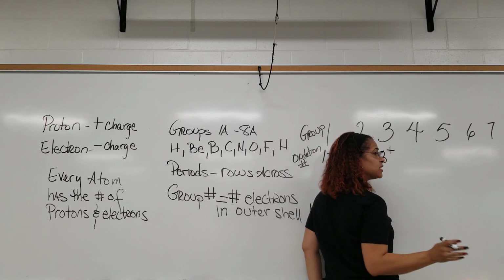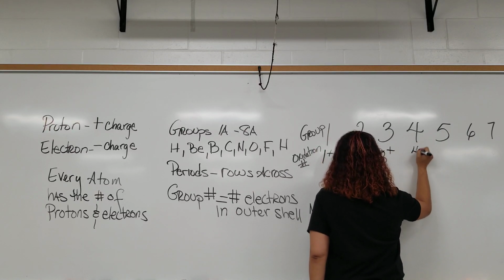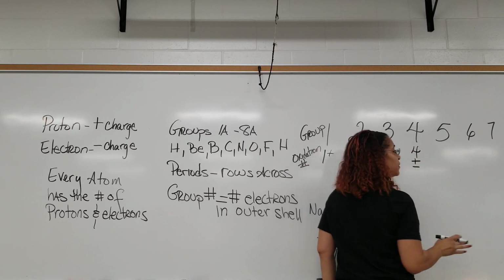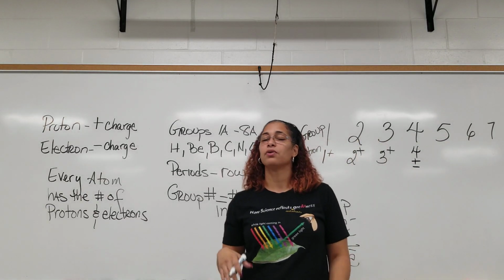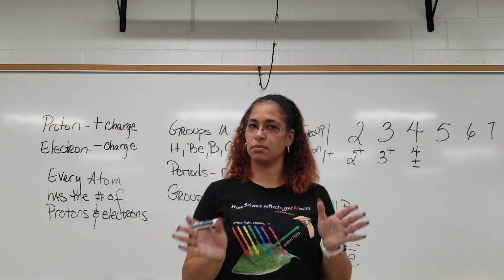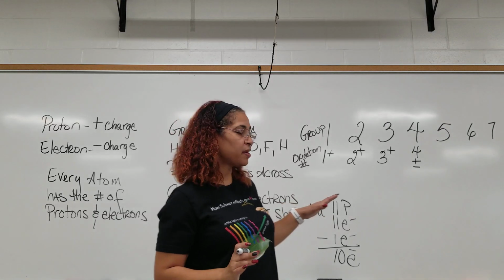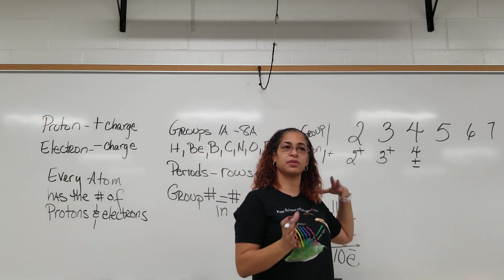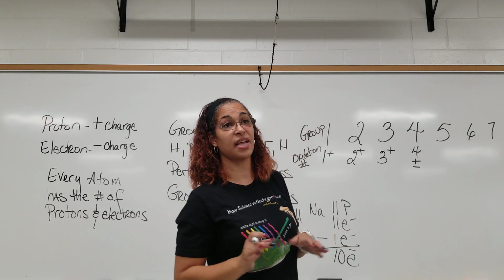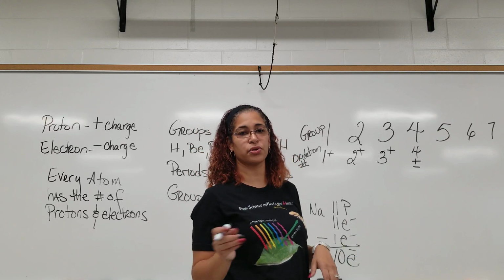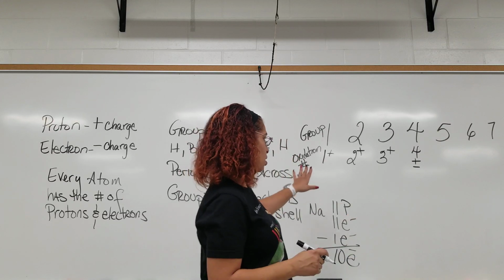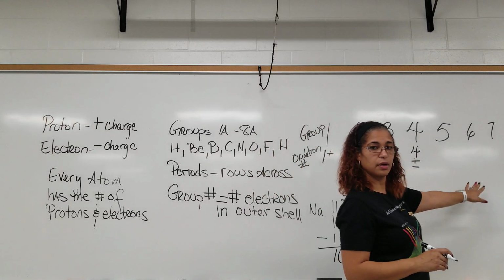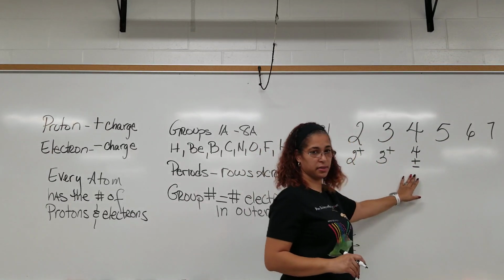Now group 4 is a little bit different. It will be 4 plus or minus. For simplicity purposes, just know that the bonding is a little bit different with this group, but we're going to say it could either gain 4 or lose 4, so it can function on this side or on this side. So we put 4 plus or minus.